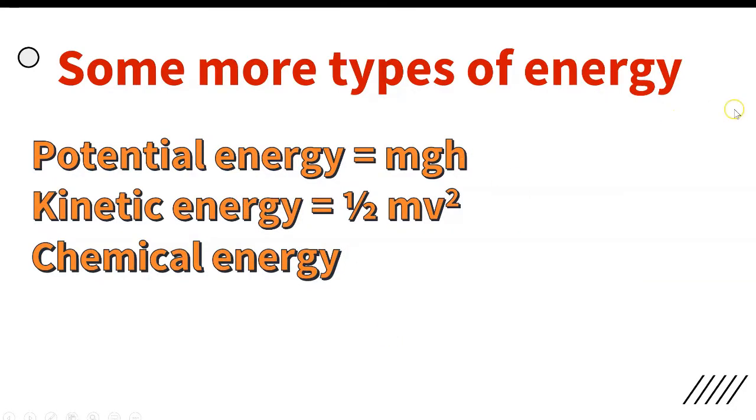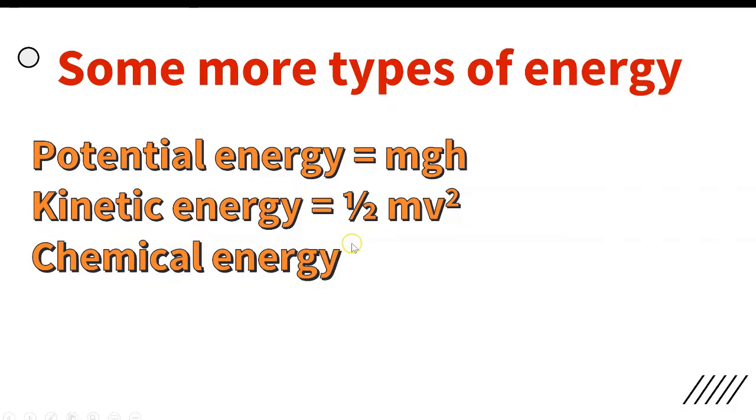Some more types of energy that I think we need to discuss are potential energy, whose formula is mgh, and here m is the mass, g is the acceleration due to gravity, which is fixed, that is, in the case of Earth it is 9.8 meters per second square, and h is the height at which the object is there.